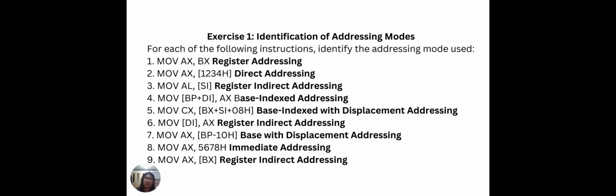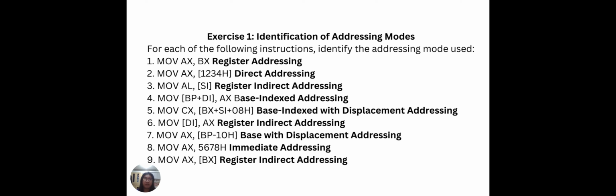Next we have mov AX, [BP-10H]. This is a base with displacement addressing mode. The effective address is calculated as the value in BP minus the displacement 10H, and data from the memory address is moved into AX. Next is the mov AX, [BP-10H]. This is a base with displacement addressing mode. The effective address is calculated as the value in BP minus the displacement 10H. Data from this memory address is moved into AX.